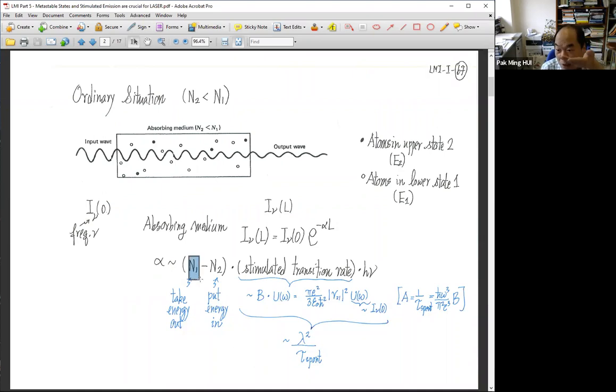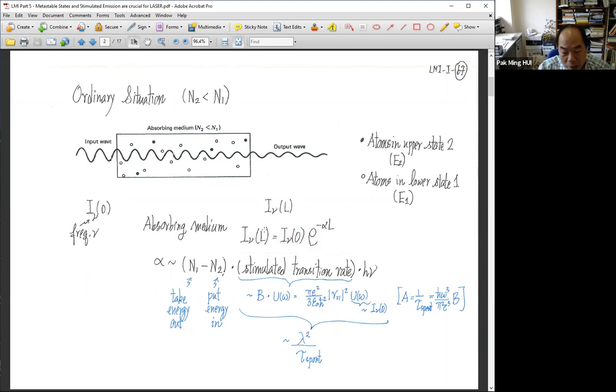That must be proportional to the number down here. And then how many emission will occur, that must be proportional to the number up there, okay? And then it must be proportional to the rate, okay? But that rate will be the same. And then if you want to calculate how much energy is taken out, that must be the energy of the photon. So at the end, you will find that you can set up a differential equation if you consider a thin slab, and then you will find the solution to be decaying.